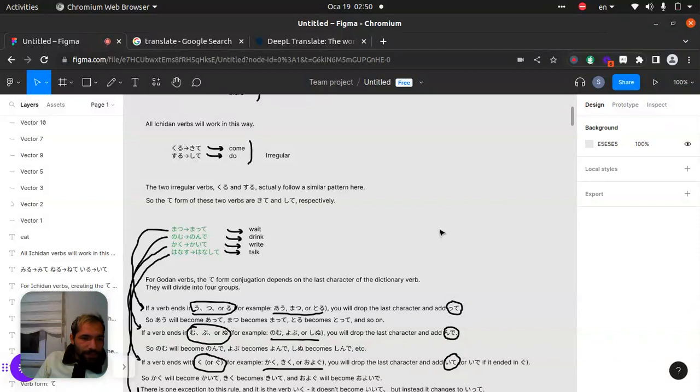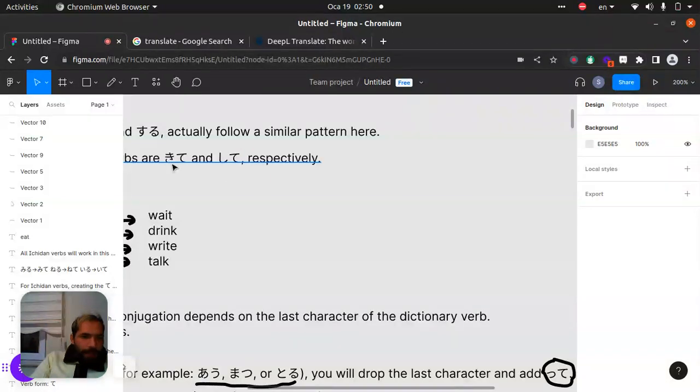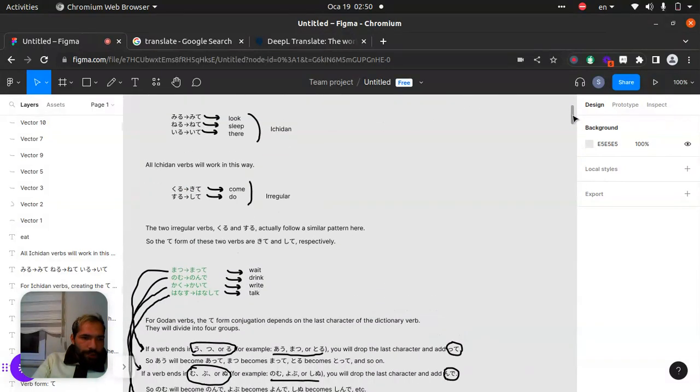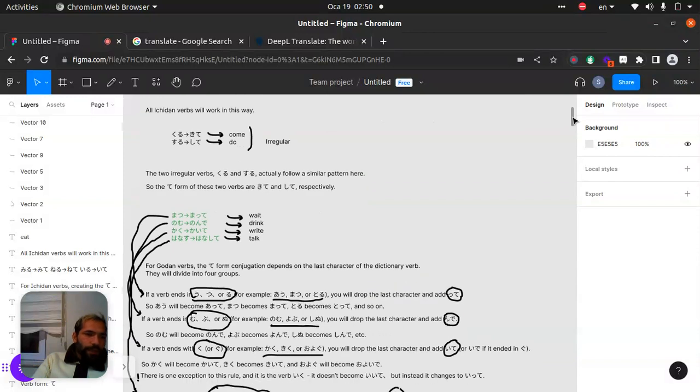So the te form of these two verbs, which we have right now in here, are kita and shita, right? What it's saying in here, as I told you, could mean come, so it will be kita in this case. Let's remember the irregular part. Let me go up a little.